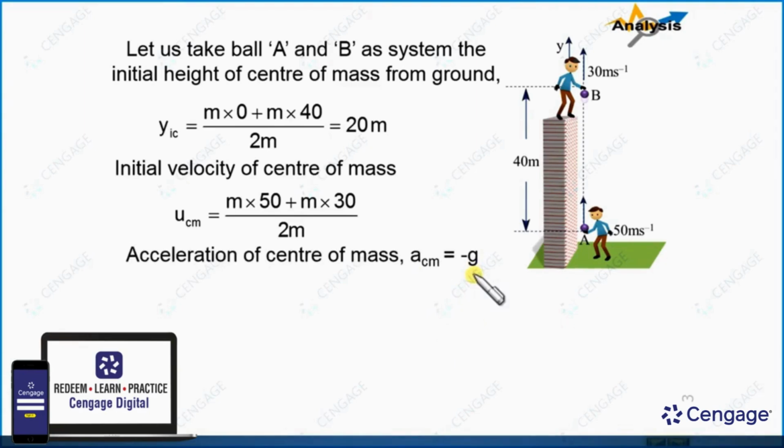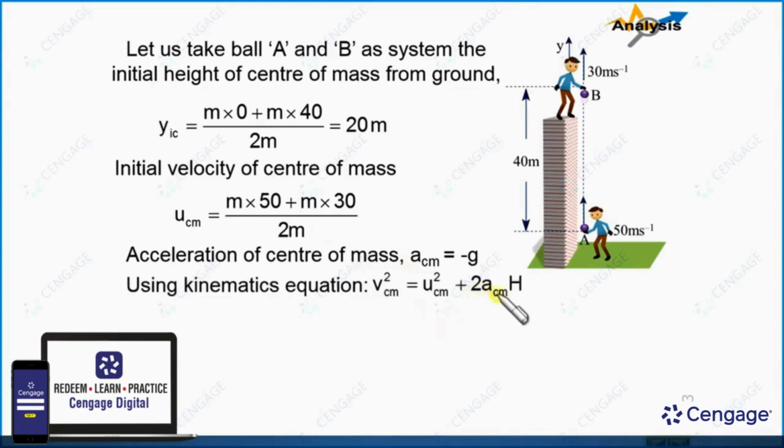Now we know that for the constant acceleration case, we can apply the kinematics equation, right? So here we can apply the equation v squared equal to u squared plus 2as, because we are required to find the maximum height reached by the center of mass. We know the initial velocity of the center of mass, that is U CM. We know at the maximum height the center of mass velocity should be 0. So we should use the kinematics equation V CM squared equal to U CM squared plus 2 A CM H. H here is the maximum height reached by the center of mass of the two balls.